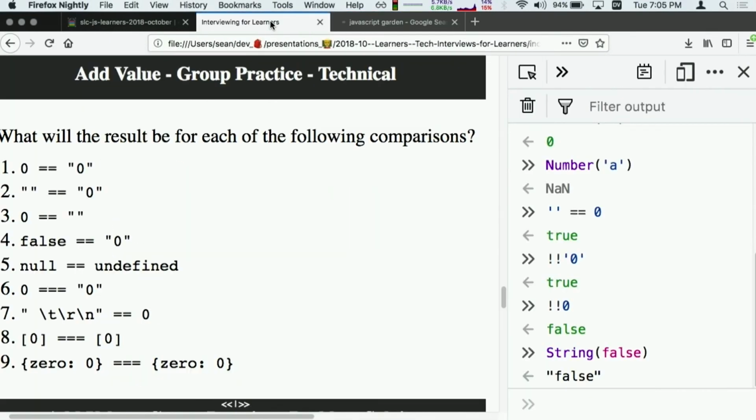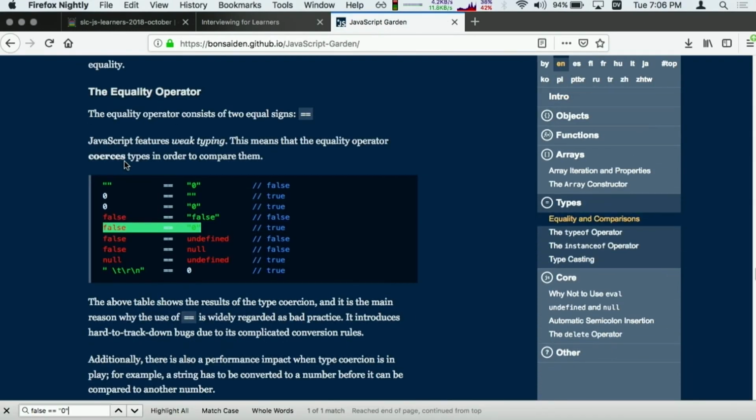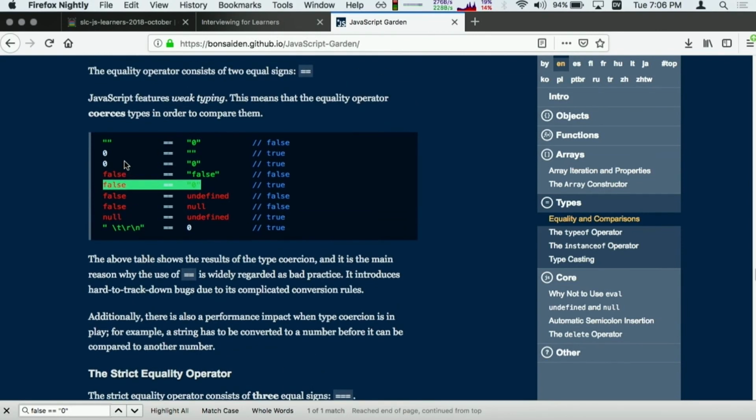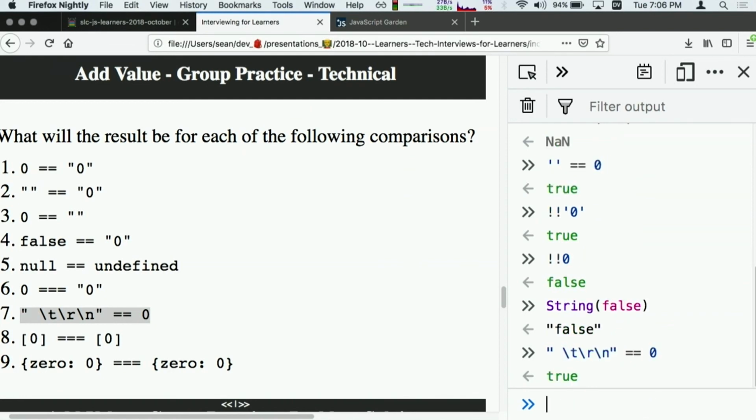I'm starting to see the moral of the story is just use triple equals unless you have a good reason. Sorry, I can't give you a better answer on that one at the moment. I am going to encourage you all to go through these. Does anybody have an idea on this one right here? I'll say it's false. I have to admit, I don't even have the first clue on why that was zero.